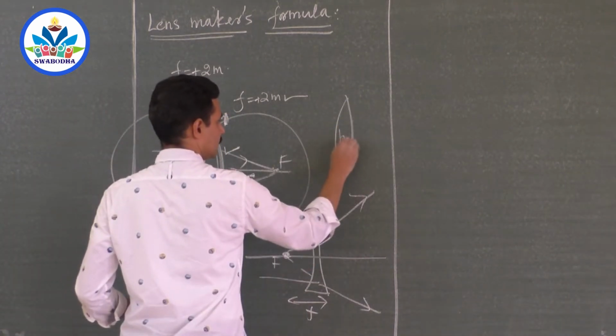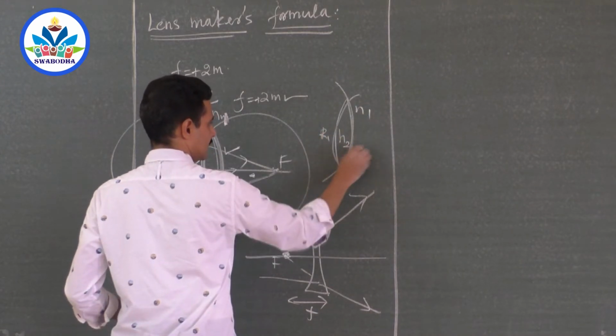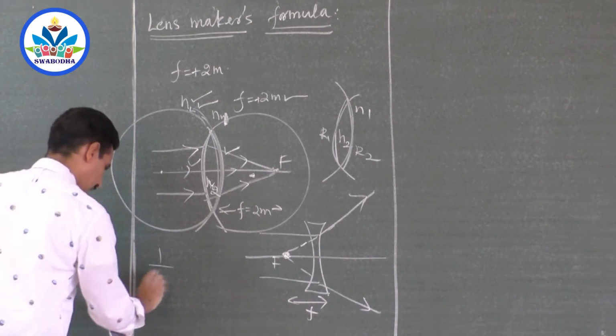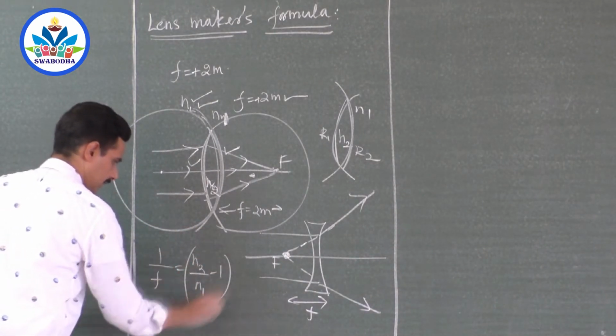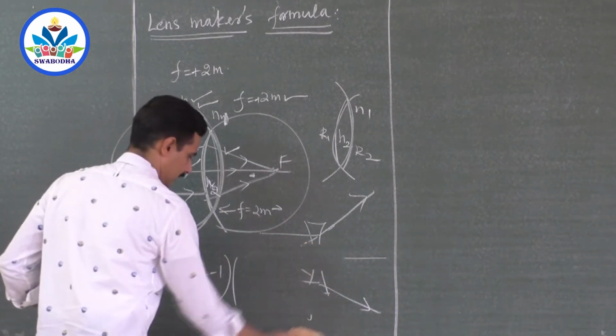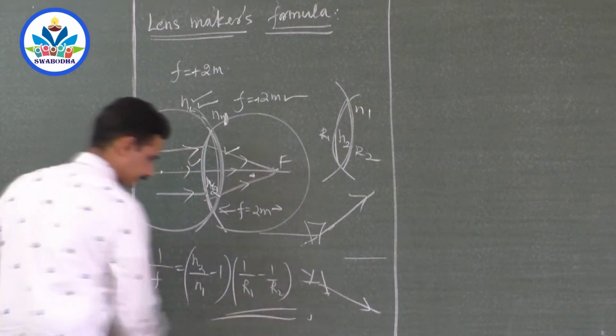So this is N2, this is N1, and the radius of curvature of this is R1, radius of curvature of this is R2, then 1 by F is equal to (N2 by N1 minus 1) into (1 by R1 minus 1 by R2). This is called lens maker's formula.